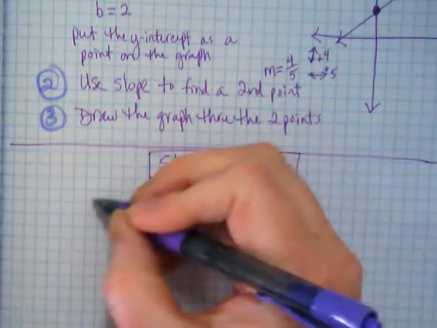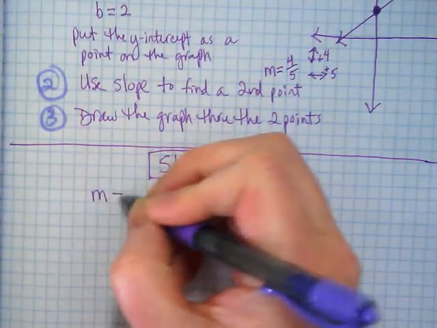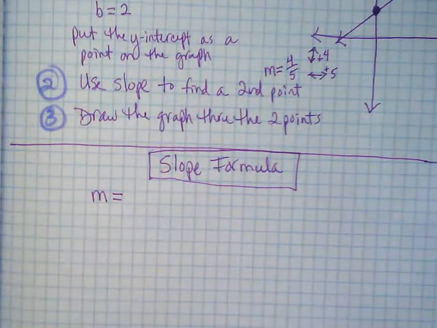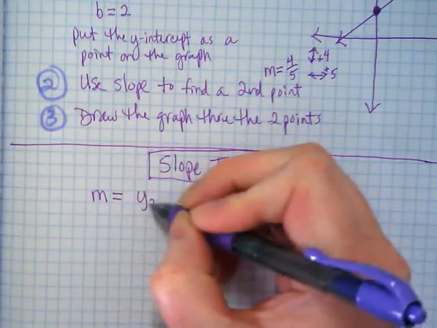It looks hard though. Please write it down with me. M equals, what's M equal to? It's our slope. This is the formula.